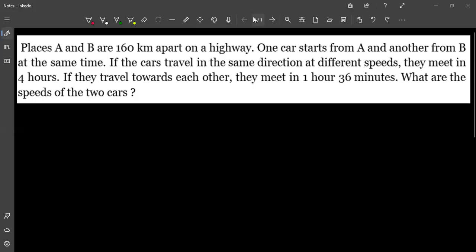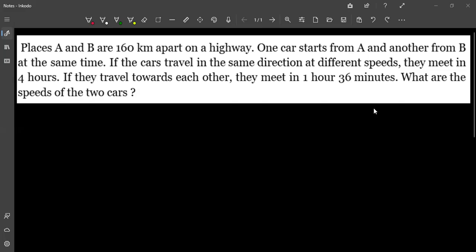Look at this question. Places A and B are 160 kilometers apart on a highway. One car starts from A and another car starts from B at the same time.